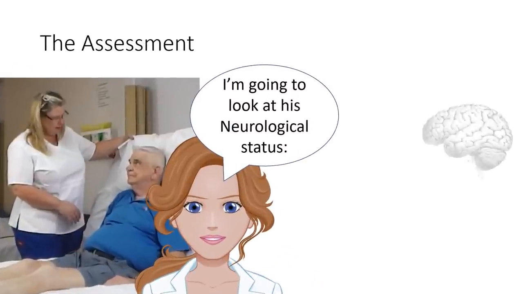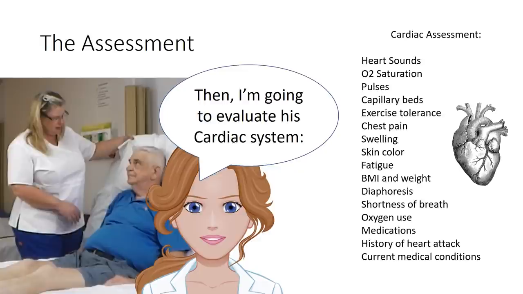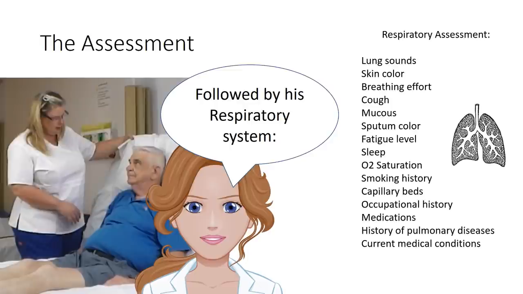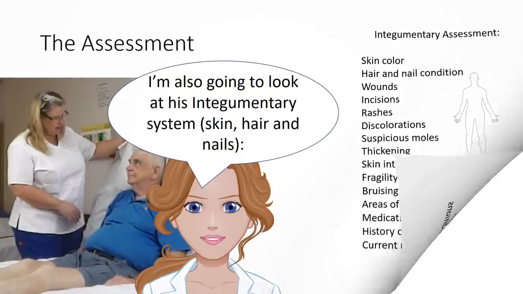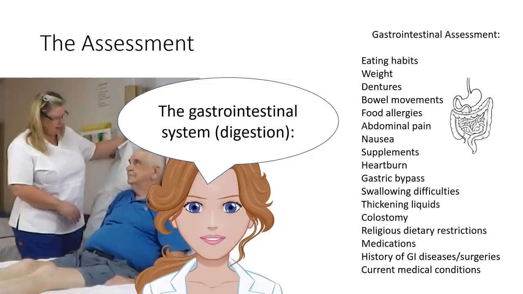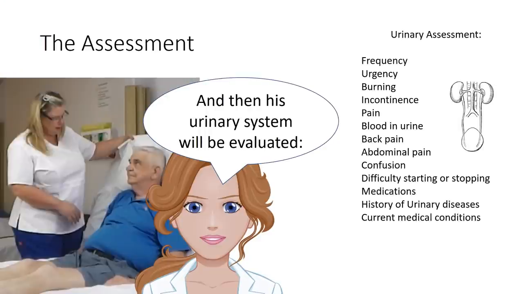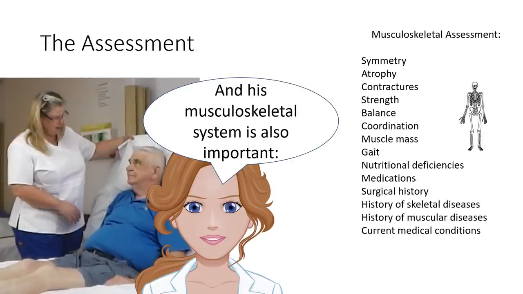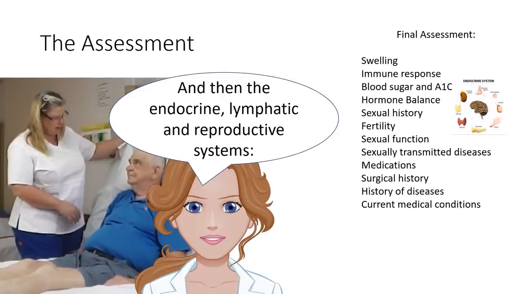I'm going to look at his neurological status. Then I'll evaluate his cardiac status, followed by his respiratory system. I'm also going to look at his integumentary system, which is his skin, hair, and nails. The gastrointestinal system controls digestion. And then his urinary system will be evaluated. His musculoskeletal system is also important. And then the endocrine, lymphatic, and reproductive systems will all be evaluated as well.